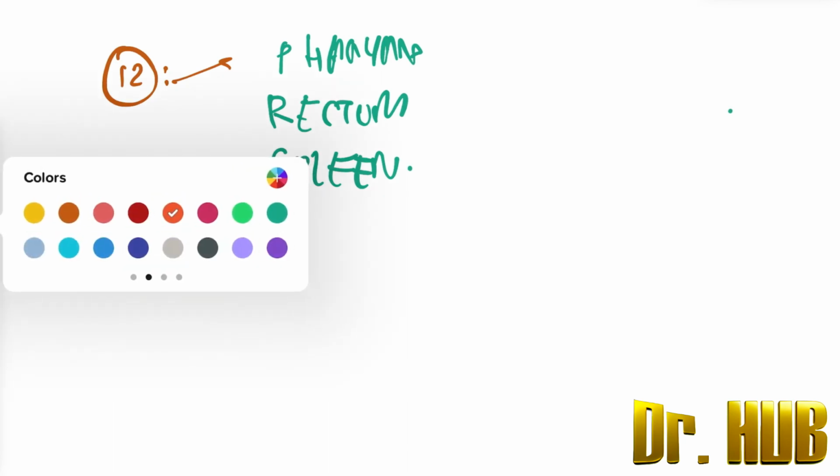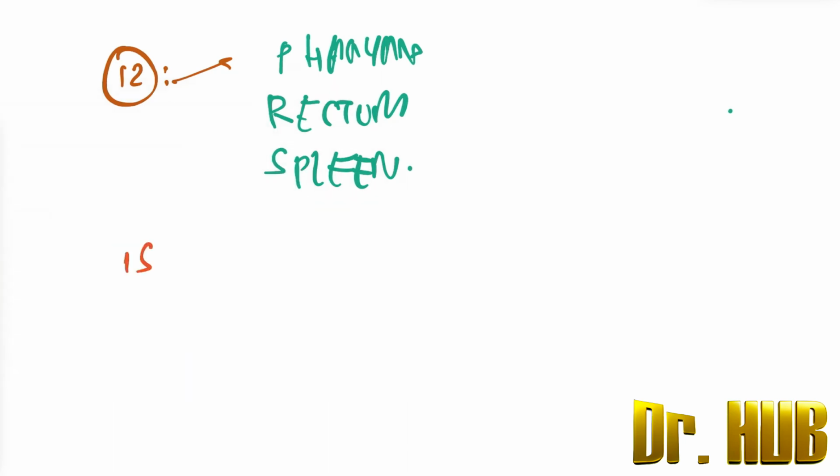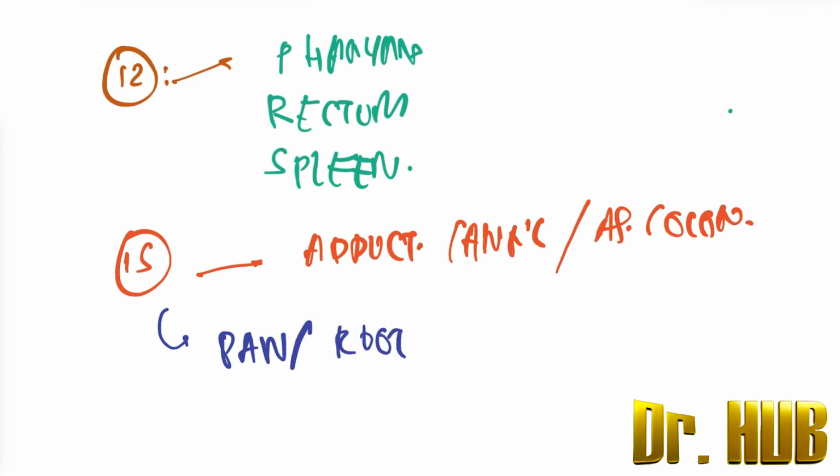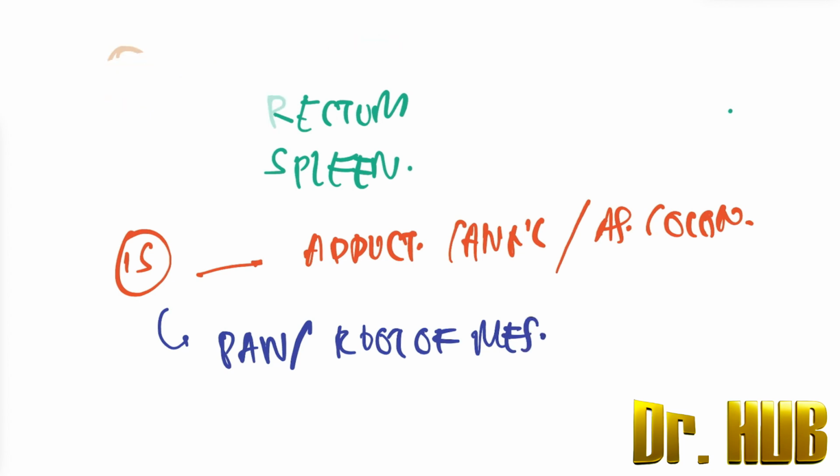Then we move on to 15 centimeters. In 15 centimeters, there is the adductor canal. Then there is also the ascending colon. The ascending colon is also 15 centimeters. Then there is the pancreas as well as the root of the mesentery.